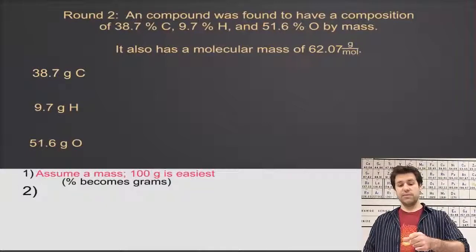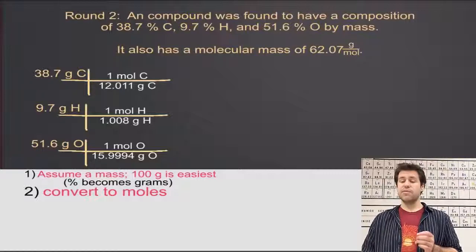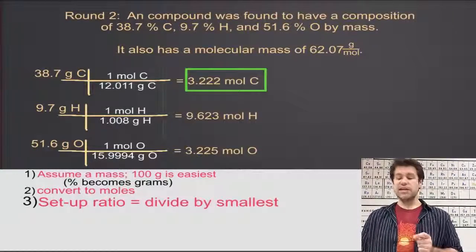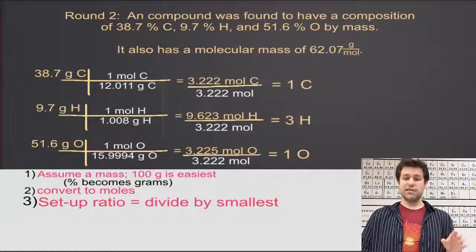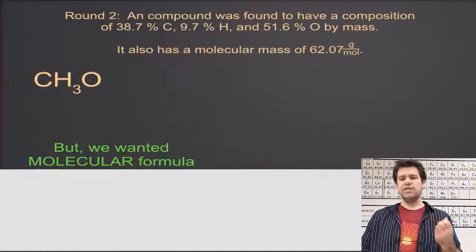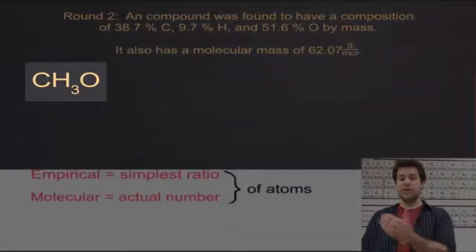Percents have gone to grams because you assumed 100 grams. Now convert your grams into moles, and remember not to be skimpy on the sig figs. Okay? Set up your ratio. Divide by the smallest. In this case, that says that you're going to have 1 carbon, 3 hydrogens, and 1 oxygen. So you have an empirical formula of CH3O.